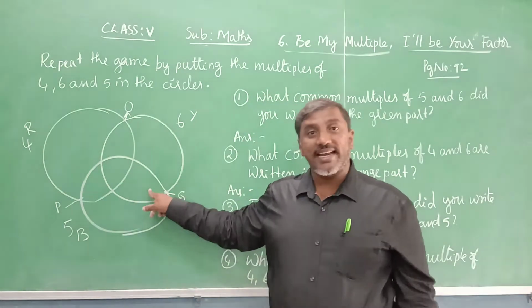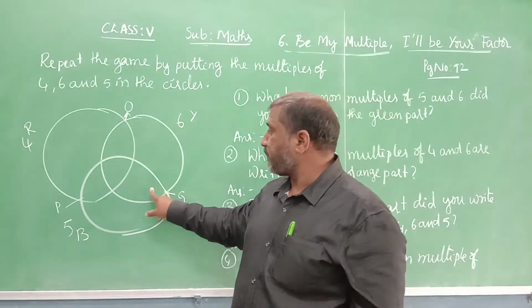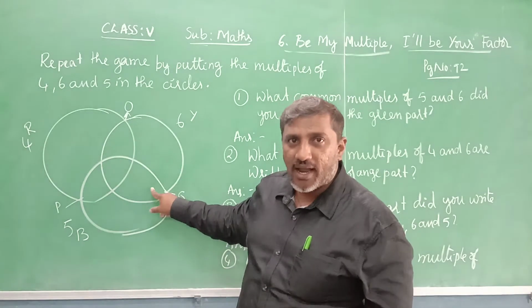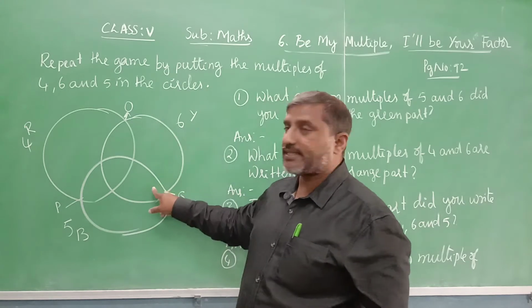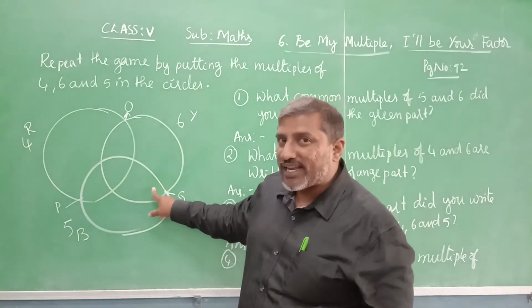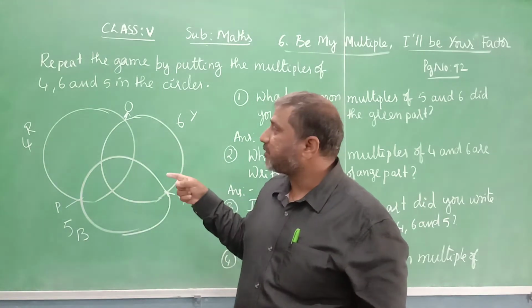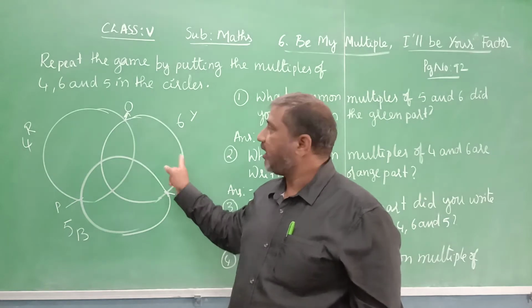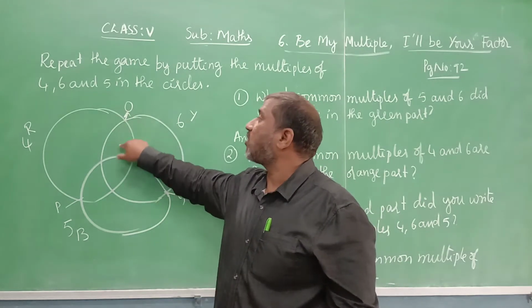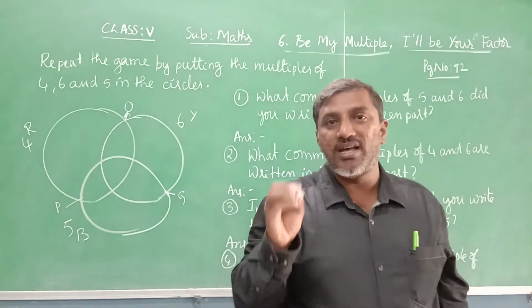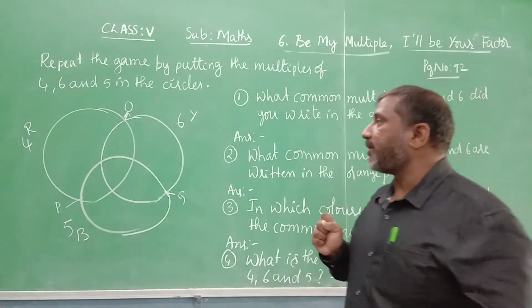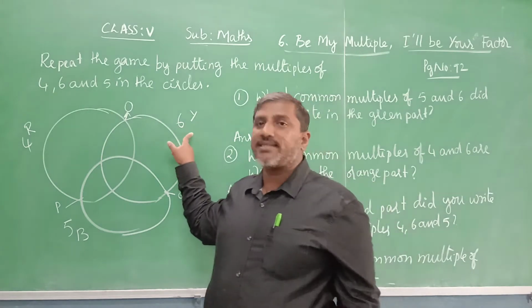And this is green in color. This space we use to write the common multiples of what? 5 and 6. Now where do we write the common multiples of 4 and 6, children? Yes, this space which is orange in color. So this orange color part we use to write the common multiples of 4 and 6.